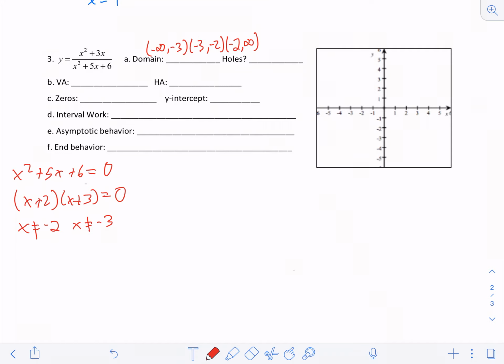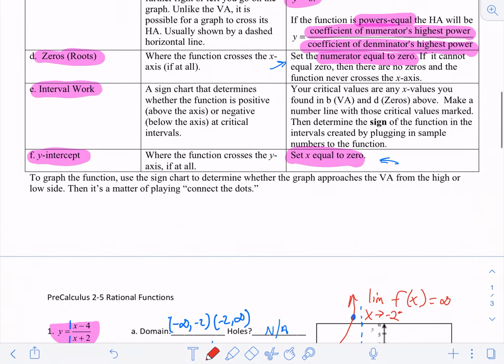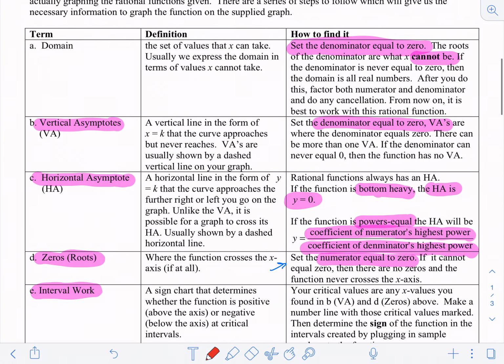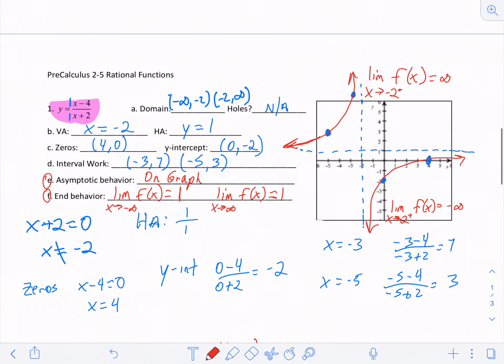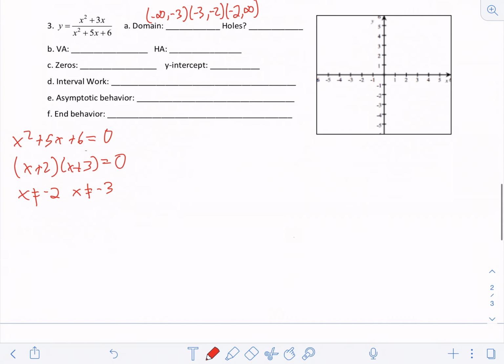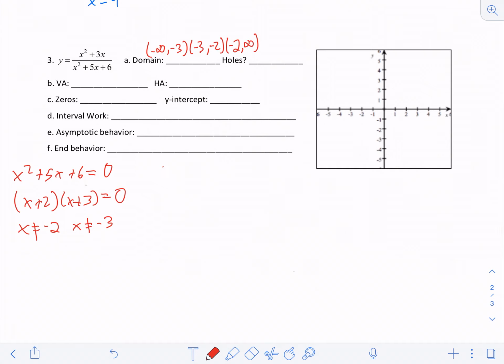So there's my domain. Now, this function is going to be a little bit harder to graph. So what I want to do, and you'll notice it says this on the domain, it says after you do this, factor the numerator and denominator and see if I can do any cancellation. Well, I didn't do that on example 1 because there wasn't anything to factor or to cancel. But I'm going to do this on this example.